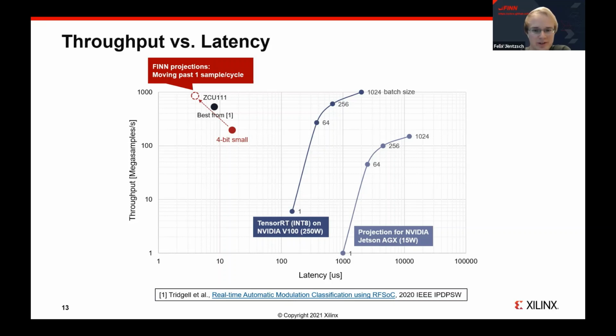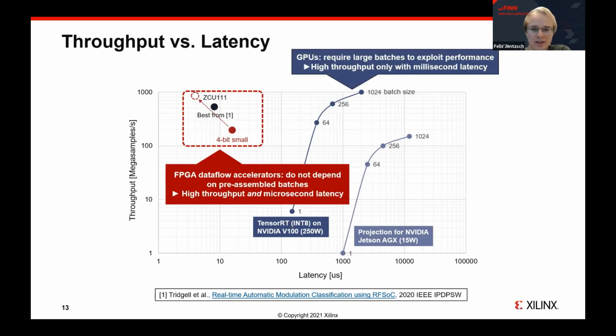So the main takeaway here is that the GPUs can reach competitive throughput, as you see, but only with millisecond latency, while the FPGAs with data flow accelerators can simultaneously reach hundreds of megasamples per second and microsecond latency.